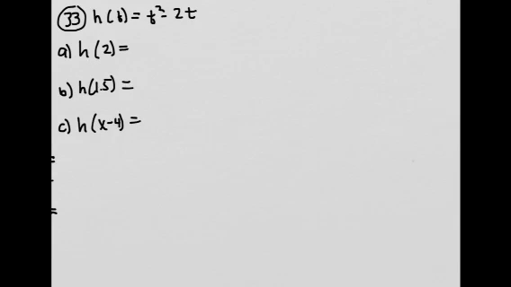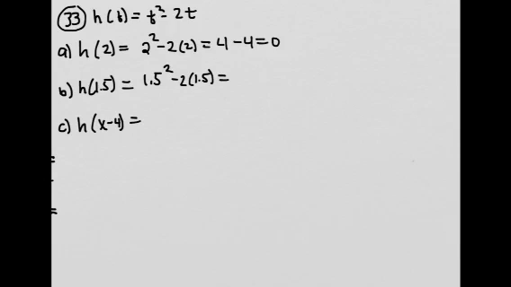For 33, we are evaluating the functions at different input values. So h of 2, we're replacing the t's with 2's. So this is 2 squared minus 2 times 2. So then I get 4 minus 4. So we get 0. That's our answer. H of 1.5, same thing, 1.5 replaces the t's. So 1.5 squared is 2.25 minus 3. So you get negative 0.75.